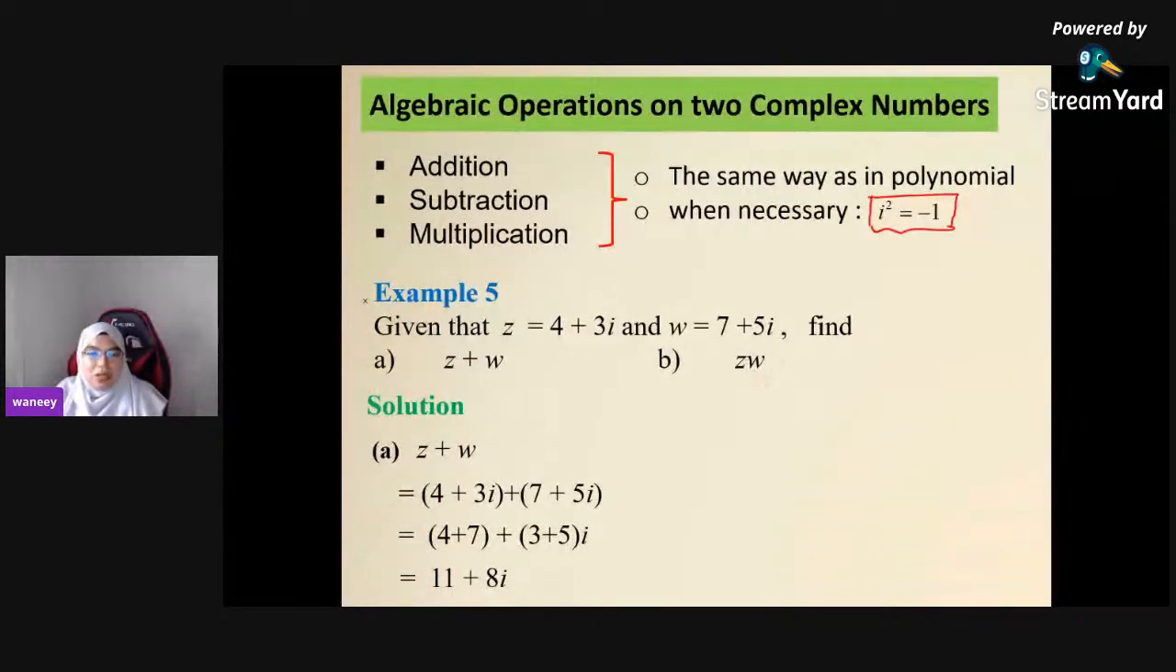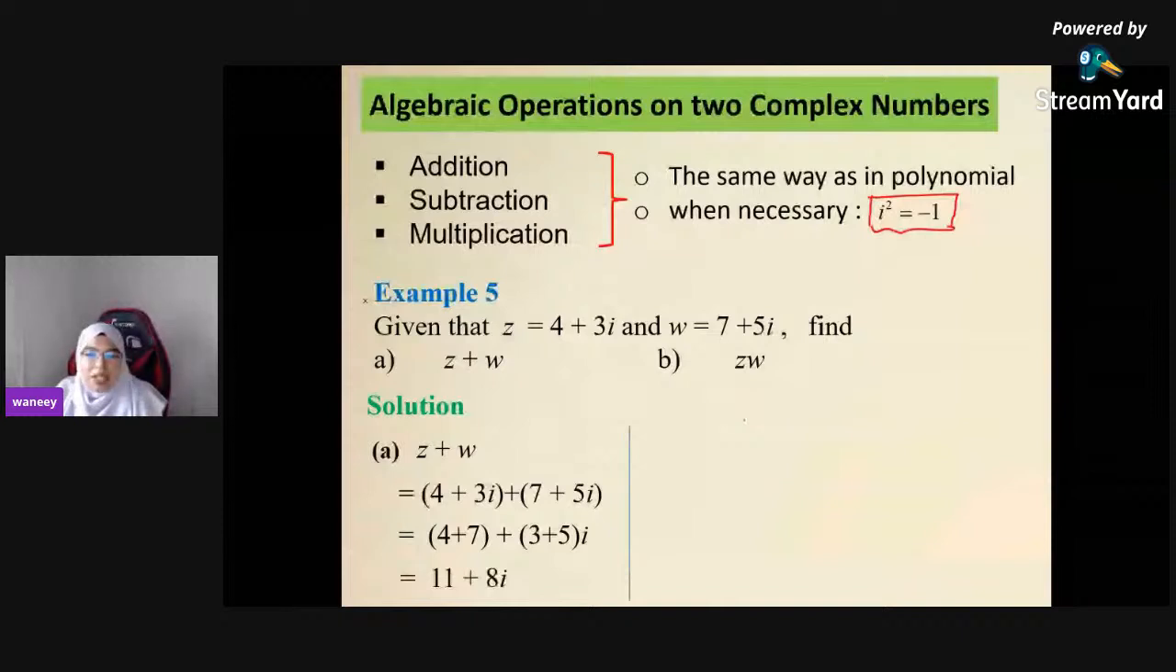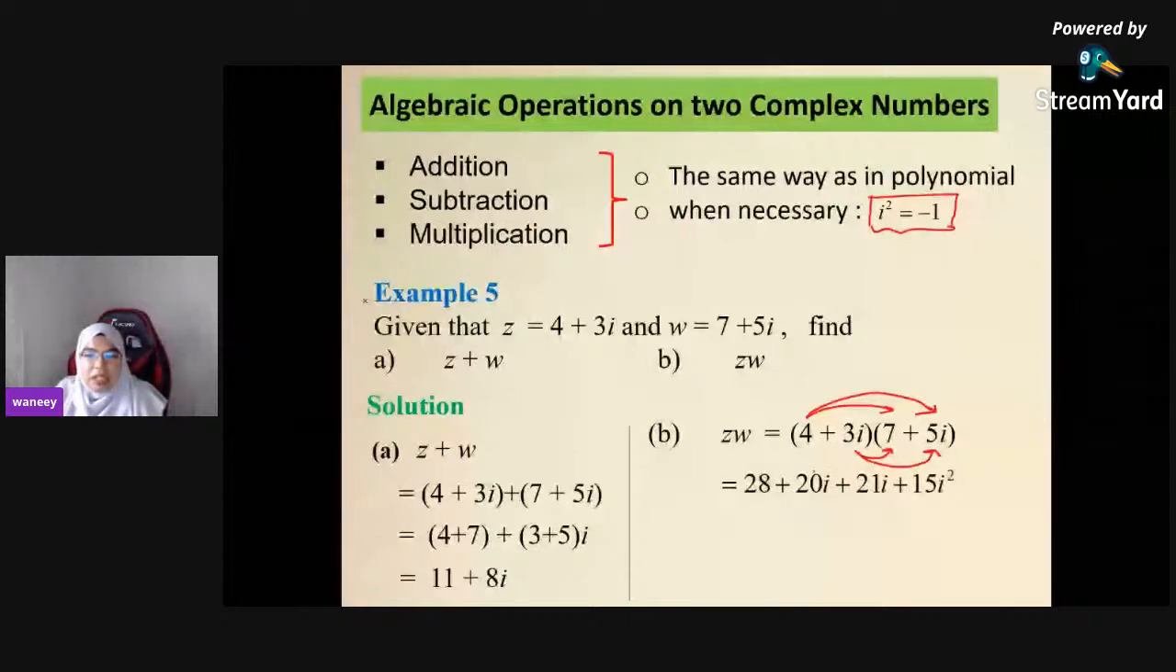Z times W. For this one, we should be very careful. So 4 plus 3I times 7 plus 5I. Expand them one by one. 4 times 7, 4 times 5I, 3I times 7, 3I times 5I. Okay, so 4 times 7, 28. 4 times 5I, 20I. 3I times 7, 21I. 3I times 5I, the same way as polynomial, numbers with numbers first. So 3 times 5, 15, I times I is I square.